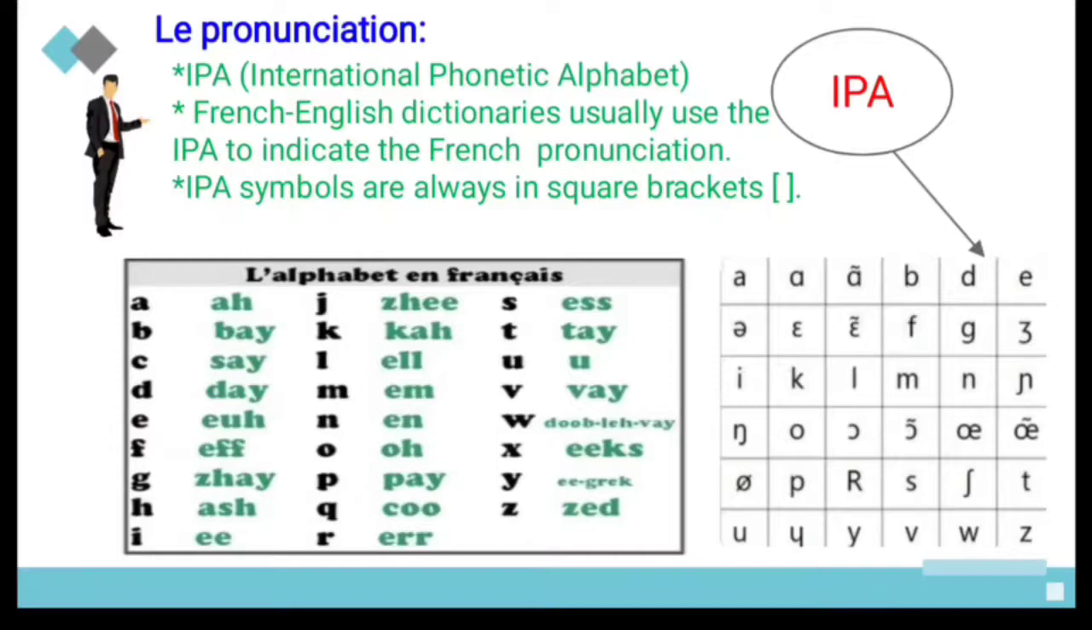On the right side of this, some letters are there, that is called what? IPA, that is International Phonetic Alphabet. So it helps to pronounce the word. And let us see the pronunciation of alphabets. L'alphabet en français, that is the alphabet in French.